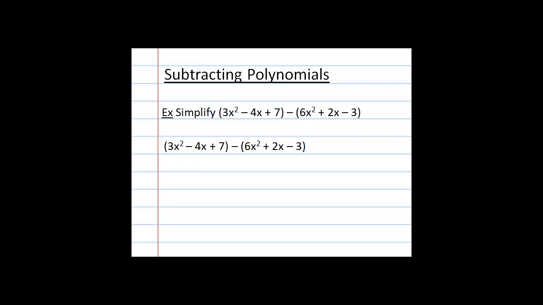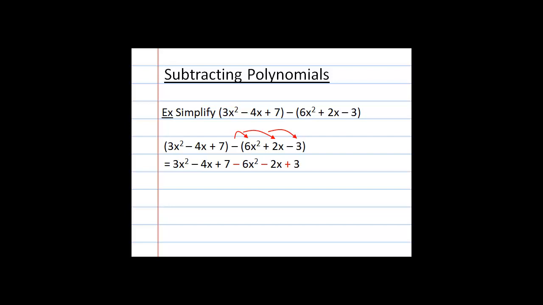So I'm going to take that negative sign and change all the signs into what's called the opposite. The first trinomial stays the same, and then I'm going to change all the signs in the second one. So now I have 3x squared minus 4x plus 7, and I'm going to subtract 6x squared, subtract 2x, and add 3. All three of those terms are going to switch signs. Once I've done that, the rest of it's the same.